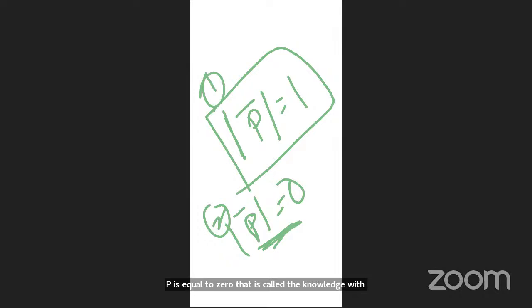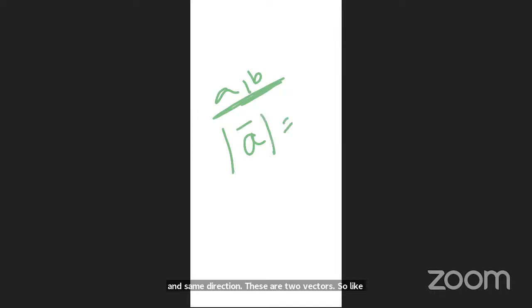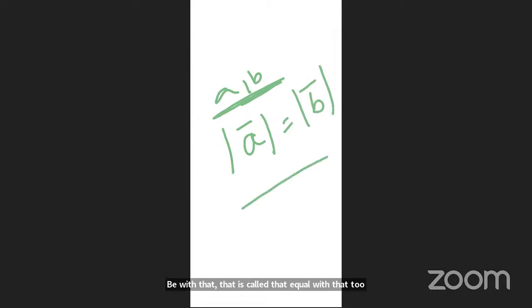And again, equal vectors. Any two vectors are said to be equal if they have the same magnitude and the same direction. That is called equal vectors. Like A and B, any two vectors: they have the same magnitude and same direction, so the mod of A vector is equal to the mod of B vector. That is called two equal vectors.